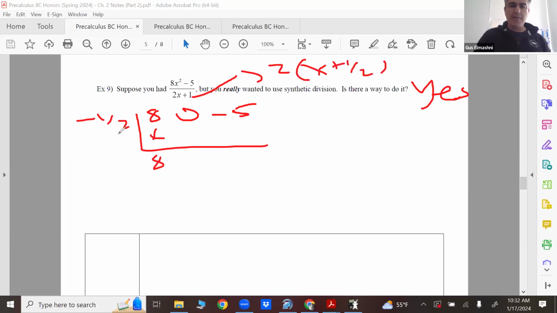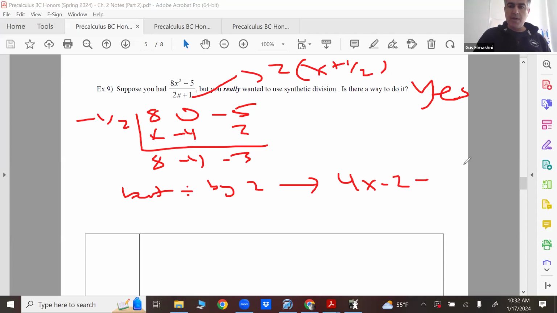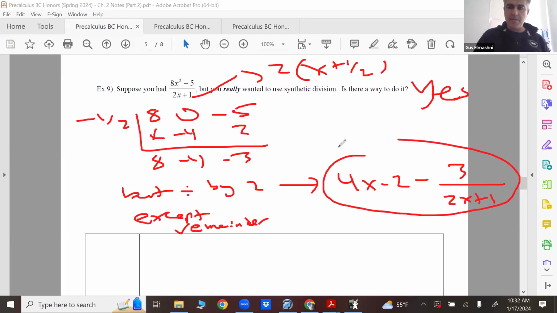So bring the 8 down, negative 4, negative 4, 2, negative 3. But divide by 2. So you get 4x minus 2. Divide by 2 except the remainder, because the remainder is going to be divided by its own thing. So 4x minus 2 minus 3 over 2x plus 1. So you can do that.